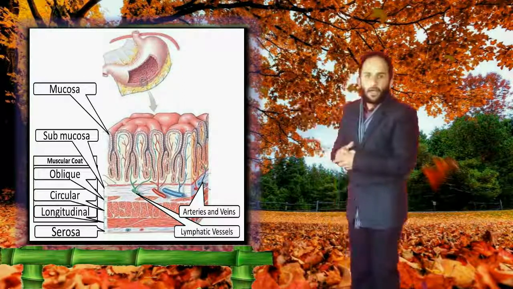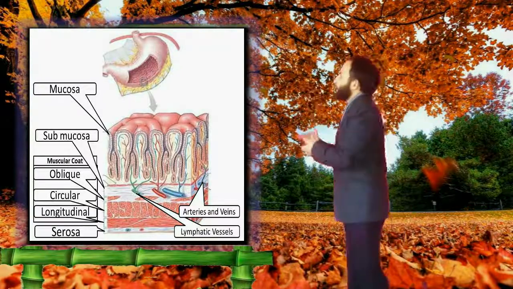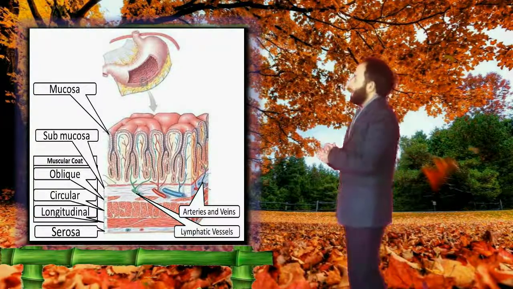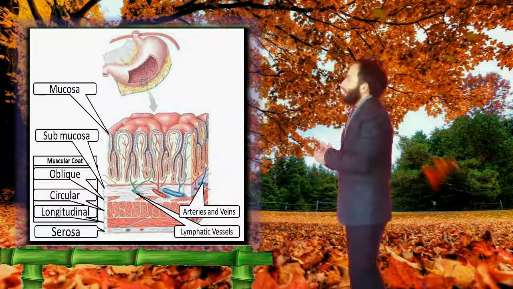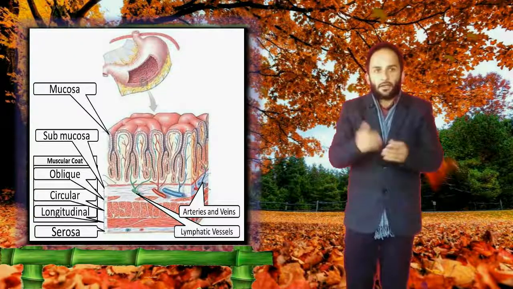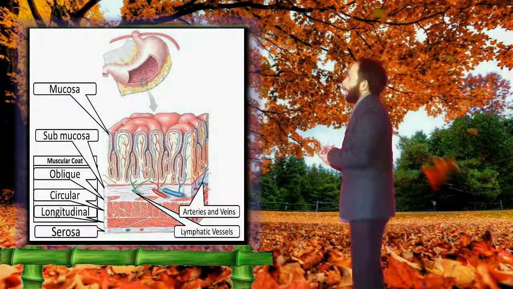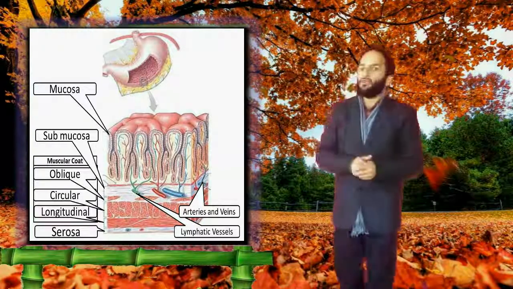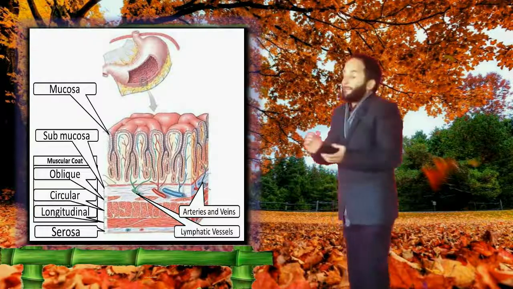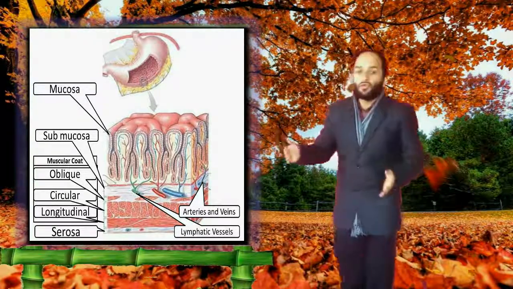After the serosa, the next layer is the muscular coat. The muscular layer is quite thick and consists of 3 sets of muscles. These are longitudinal muscles, circular muscles, and oblique muscles. The muscular wall of the stomach produces wave-like movements, the peristalsis, with the help of which food moves forward.